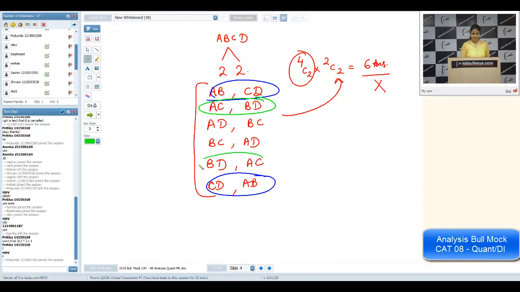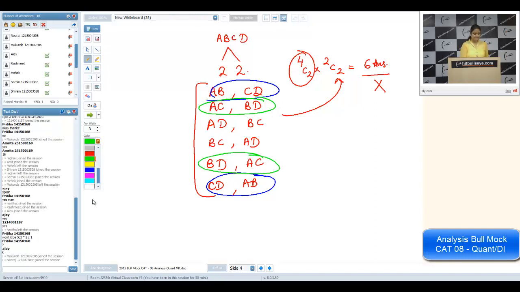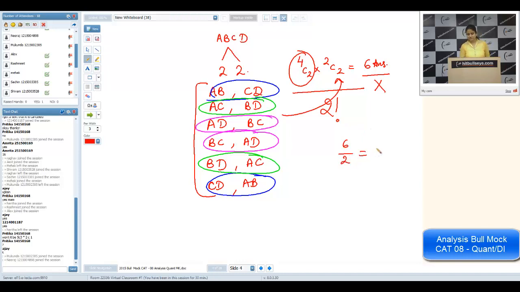Second case and the second last case, they both are similar. And third case and third last case, they both are similar. So to neutralize this, I'll do one thing. I'll divide it by 2 factorial. So what is the answer in this case? It will be 6 by 2, 3.